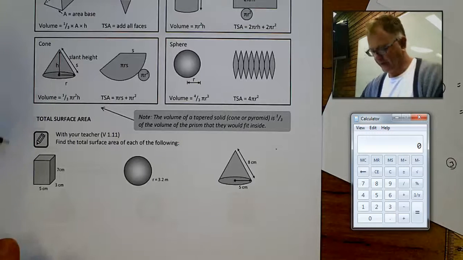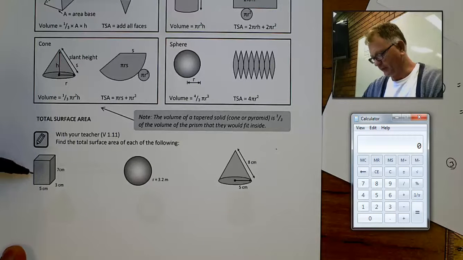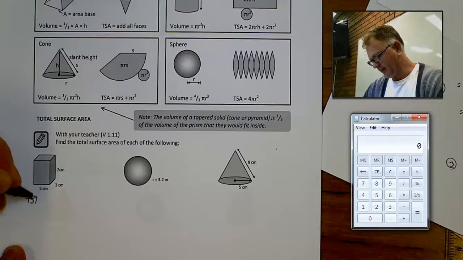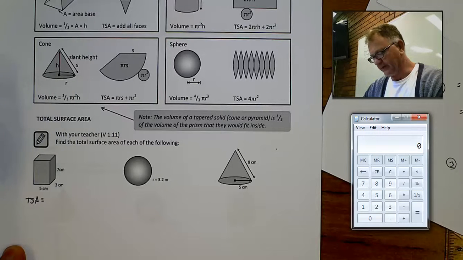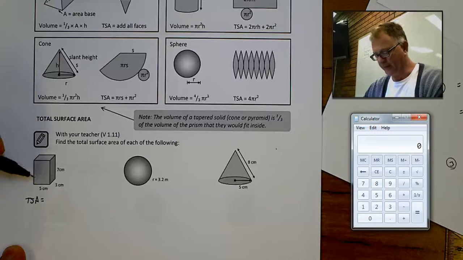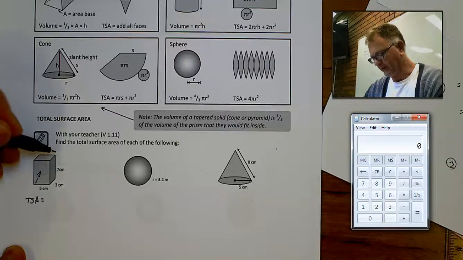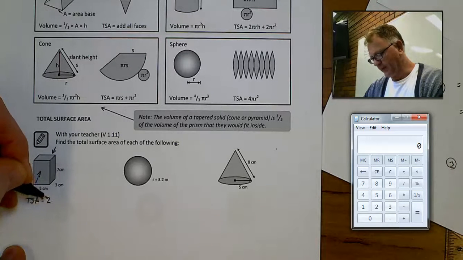For this one here, a rectangular prism or cuboid, to work out its total surface area, add together all the different faces. Now there is a formula for doing that, but I just like to think about it separately. What we've got is a rectangular front face here which measures 5 by 7. There's one around the back the same size as well, so the area of those faces is going to be two lots of 5 by 7.